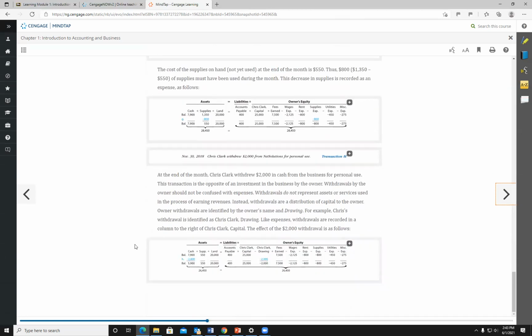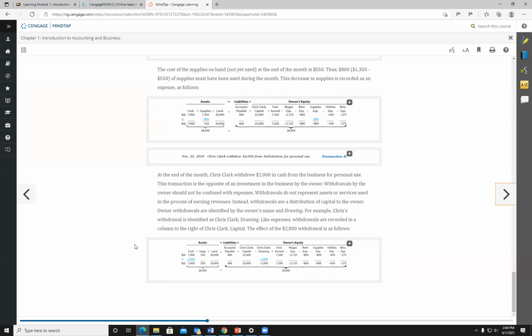And the last transaction, Chris Clark withdrew $2,000 from Net Solutions for personal use. So he just paid himself, basically, is what he's doing. He's withdrawing money out of his company to kind of pay himself. He needs a salary too. So that's basically what he's doing. He's the sole proprietor, so he's going to pay himself a salary. And so he's going to pull out $2,000.